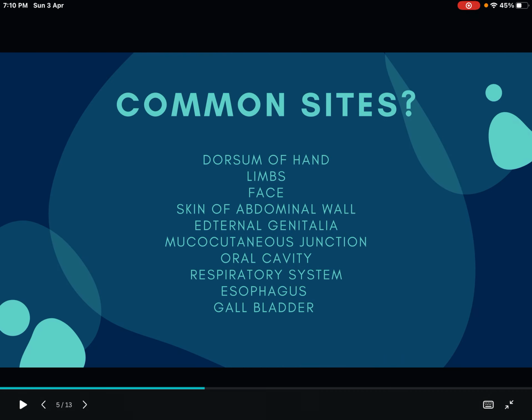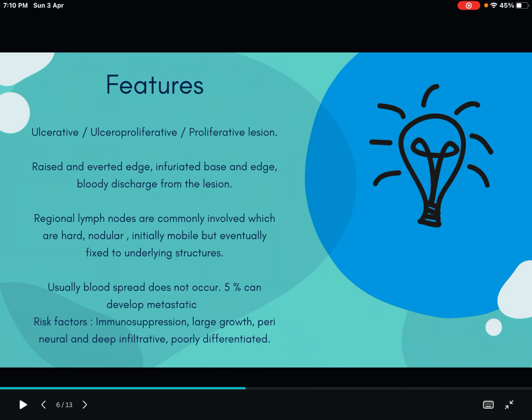Coming to the common sites. What are the common sites where we will have squamous cell carcinoma? Most commonly dorsum of the hand, limbs, face, skin of the abdominal wall, external genitalia, mucocutaneous junction, oral cavity, respiratory system, etc. There are so many places. You can remember the first initial ones like dorsum of the hand, limb, face, skin of the abdomen, and external genitalia. That's it. Coming to the features.